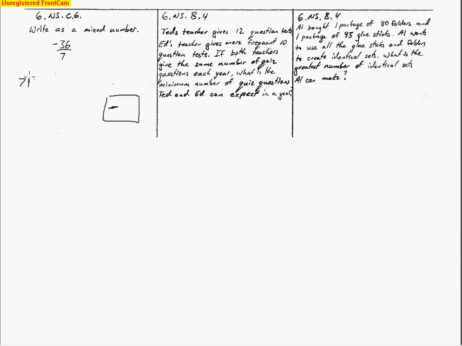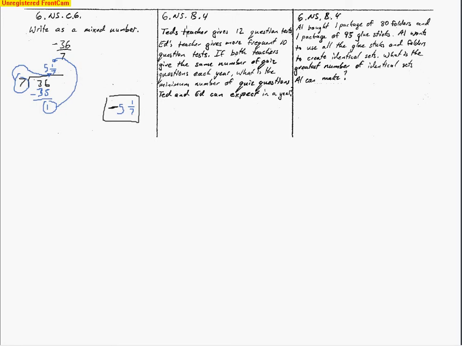So I'm dividing 7 into 36. Well, 7 goes into 36 5 times. And when I do that multiplication, I get 35. 5 times 7 is 35. Subtract, I get 1 left over. The way you do that is you write the whole number, 5, and the remainder is the numerator of the fraction. So 1 over the denominator, 7. I get that 7 by using whatever the divisor is. So negative 5 and 1/7 is the answer.